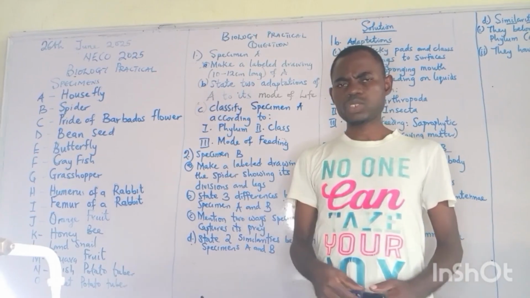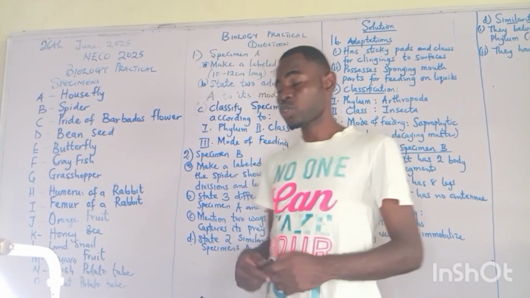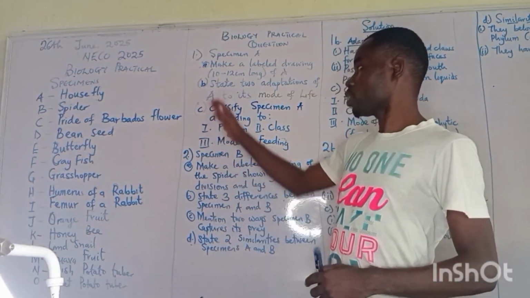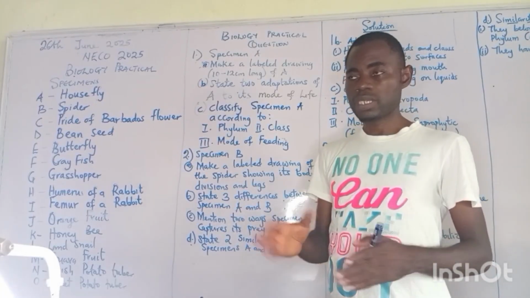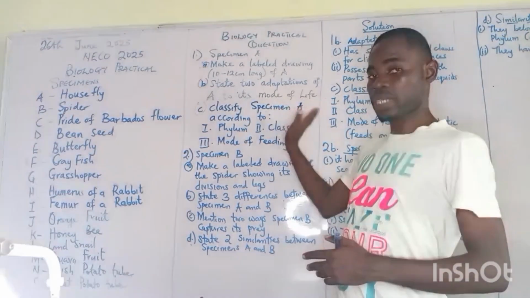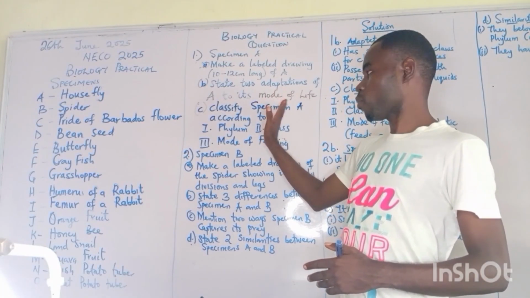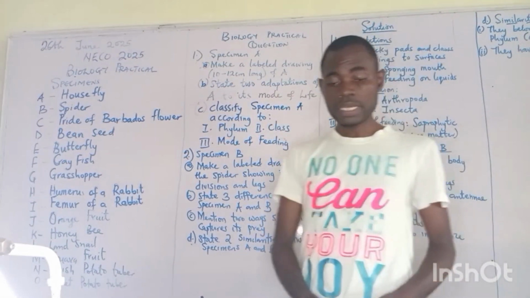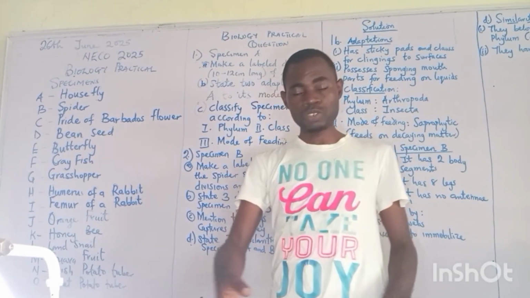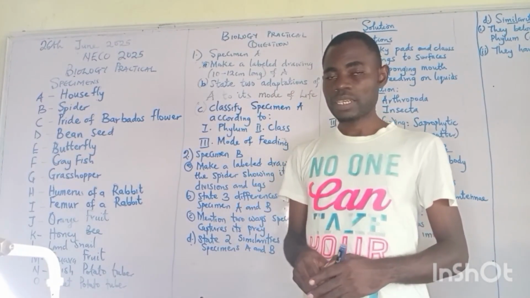So what are those things you need to take notice of when you are drawing your specimen A? Make sure that your labelings are on a side like this, on your right side. I don't know how you are watching on your screen, but if I'm backing the screen, it should be on my right side. Let your labelings be well arranged on the right side, and that's number 1.